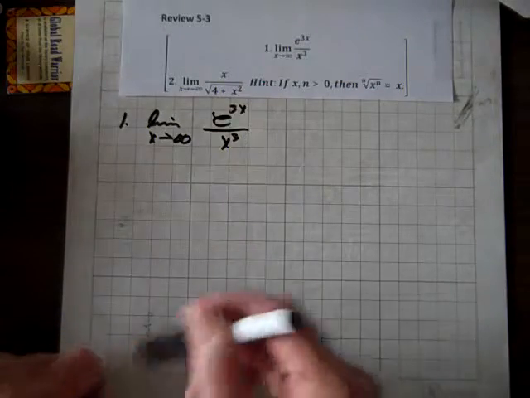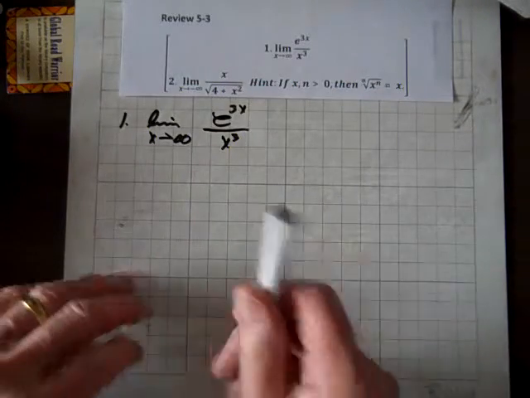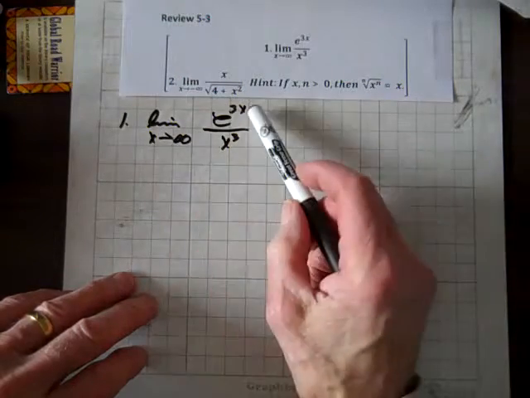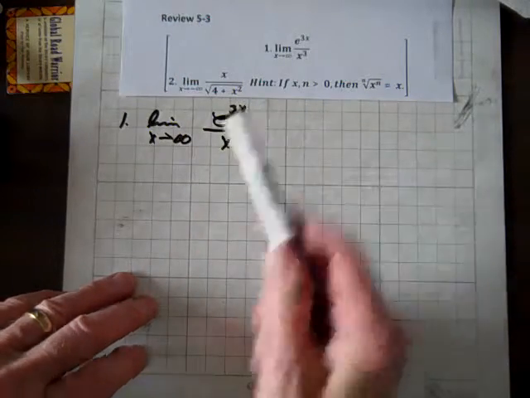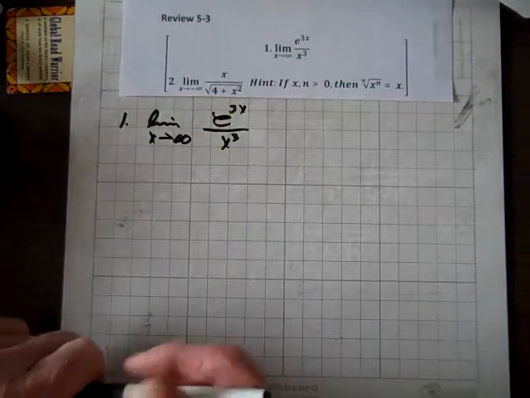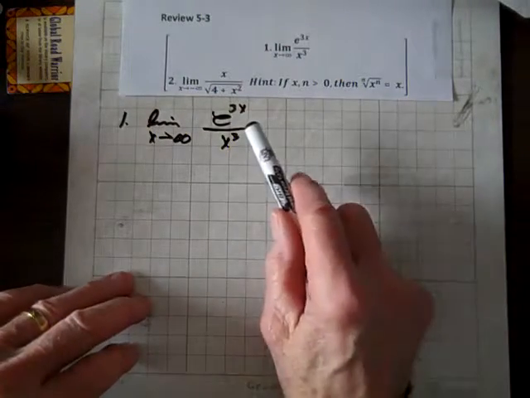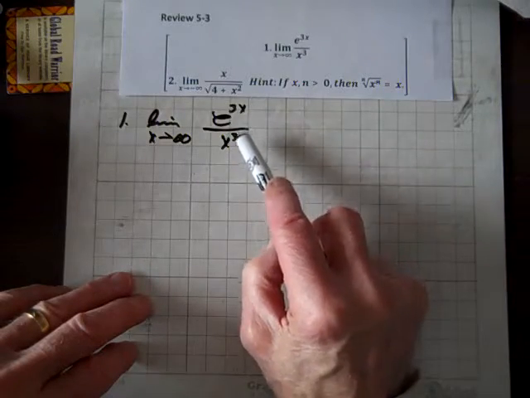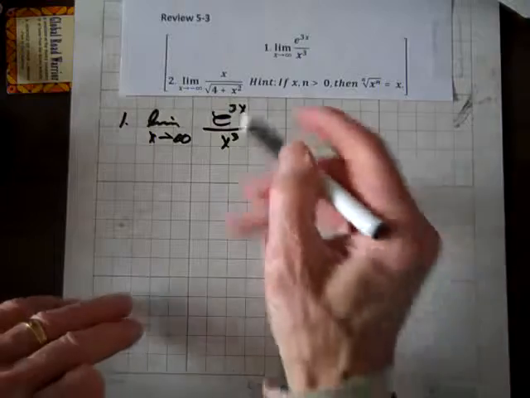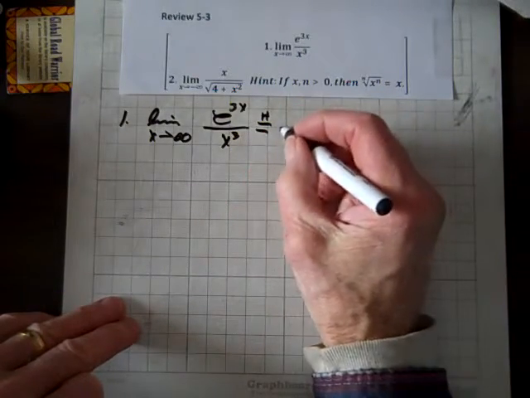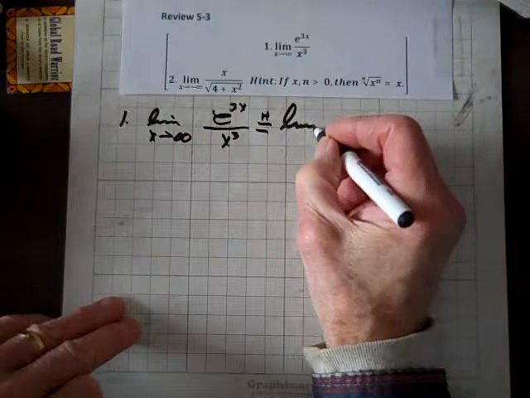Well, now we're doing the review for 5-3, and our first task is find the limit as x goes to infinity of e to the 3x over x cubed. And we can use L'Hopital's rule for this because we've got indeterminate form. The numerator is going to infinity and the denominator is going to infinity. So put a little h here to signify L'Hopital's rule.